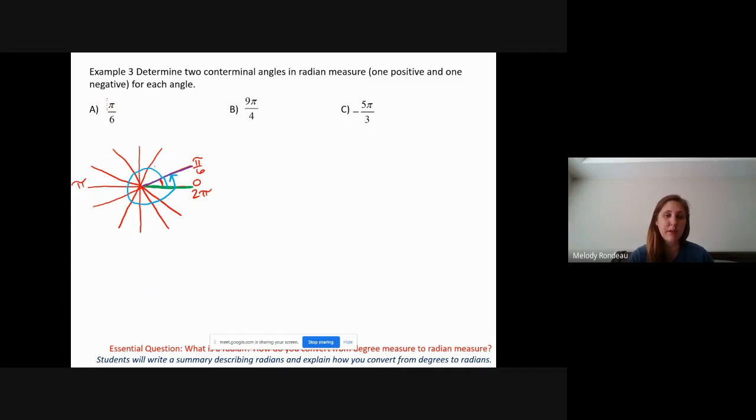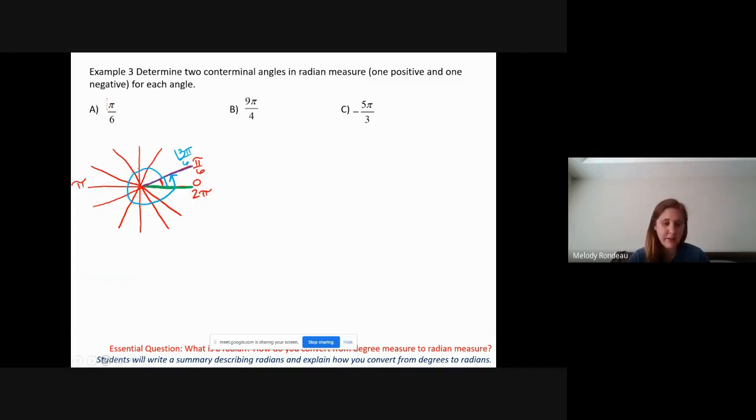So here goes: 1, 2, 3, 4, 5, 6, 7, 8, 9, 10, 11, 12, 13. So that would be 13 pi over 6. So there is one coterminal angle. We started and stopped in the same location. So that's our positive.